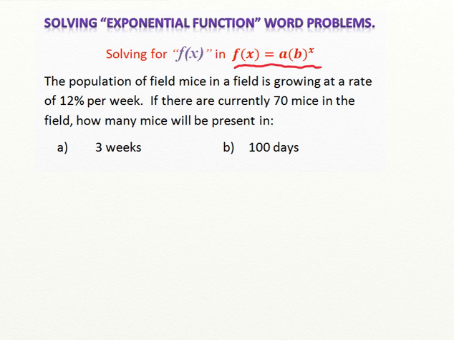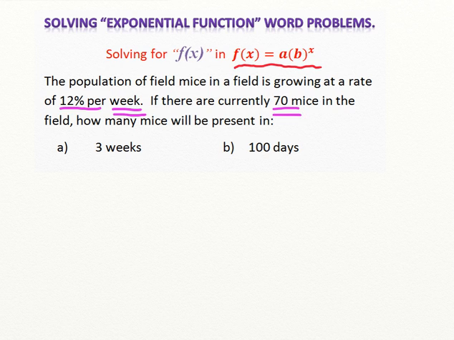We are told a little bit of information about this population of field mice, and we know that they are growing at 12% per week. So that will give us an indication of our growth rate, our base. And per week is important because we're going to be focused on that to ensure that we have the exponent expressed in weeks, because that has to match up with our growth rate. The other little bit of information, we are told there are 70 mice initially, so that is our a value.